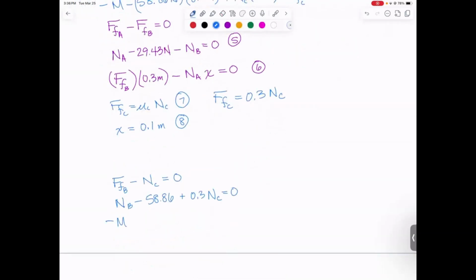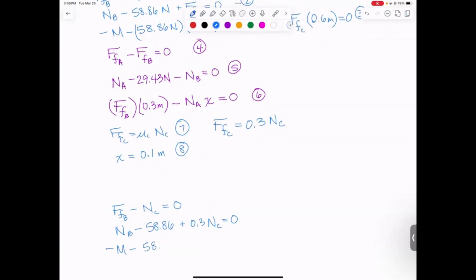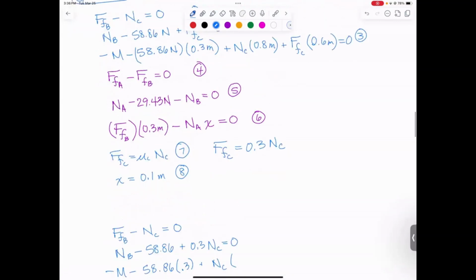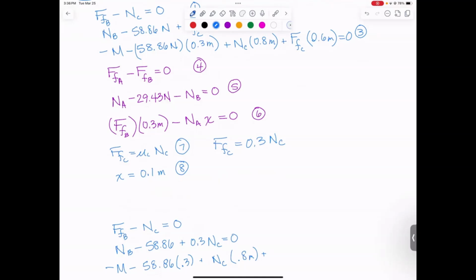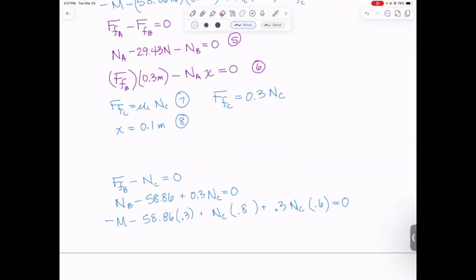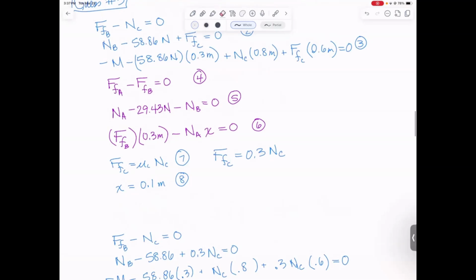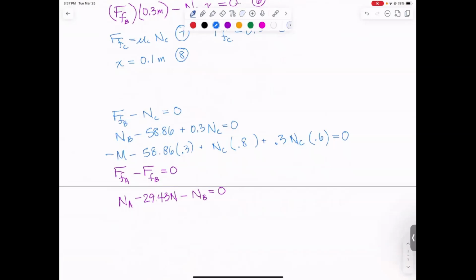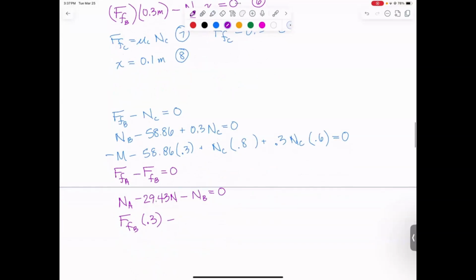Then our third equation also has a force of friction in it. It's got minus M minus 58.86 times 0.3 meters plus NC times 0.8 meters plus the force of friction at C. Well, that's 0.3 NC and that's times 0.6 meters equals 0. No changes in the 4th or 5th equations, so let me just copy those ones down. But our last equation will have a change. It's going to be force of friction at E times 0.3 minus normal at A times 0.1.